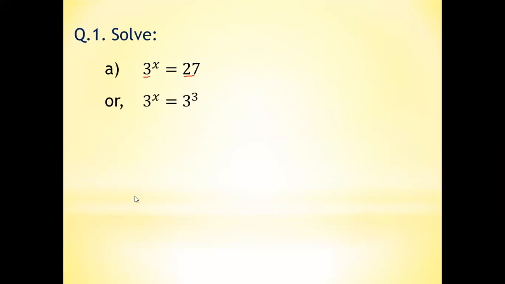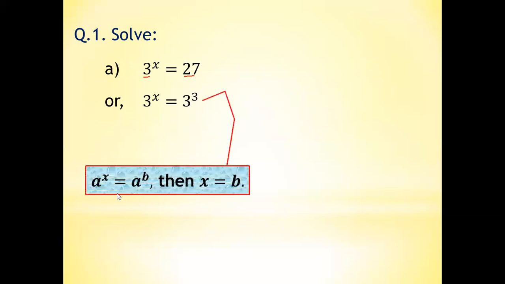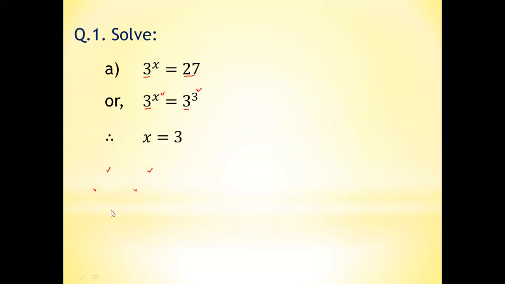Now if you remember the axioms of exponential equation, then we know that if a to the power x equals a to the power b, then the powers will be the same, because the bases are the same. With the same concept, since there is base 3 on both sides of the exponential equation, x will be equal to the power 3. So x equals 3. In this way we have solved and we have got the value of x as 3. So this is our first example.